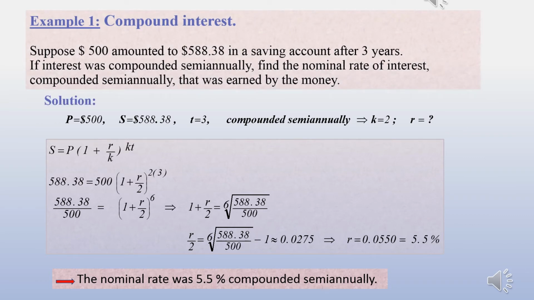Example 1. Compound interest. Suppose $500 amounted to $588.38 in a saving account after 3 years. If interest was compounded semi-annually, find the nominal rate of interest compounded semi-annually that was earned by the money. Here, we summarize the value of the information.